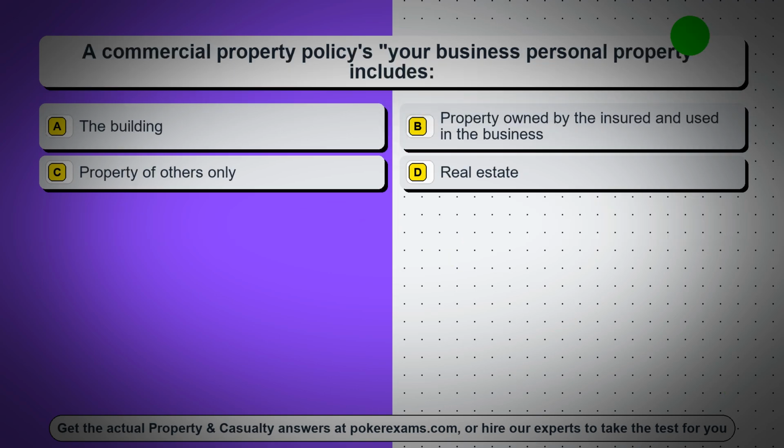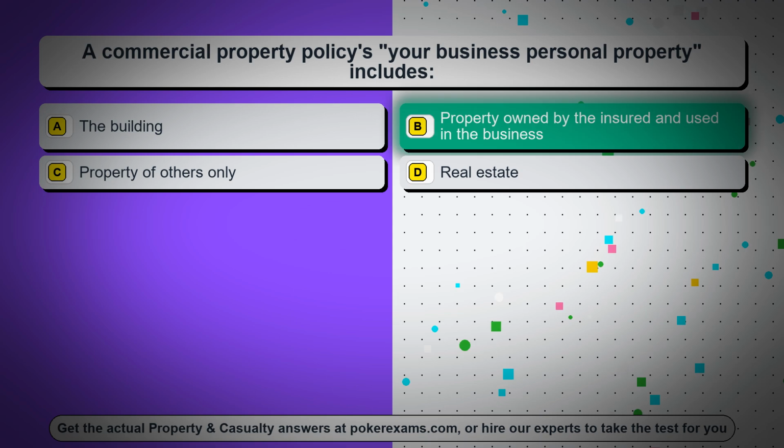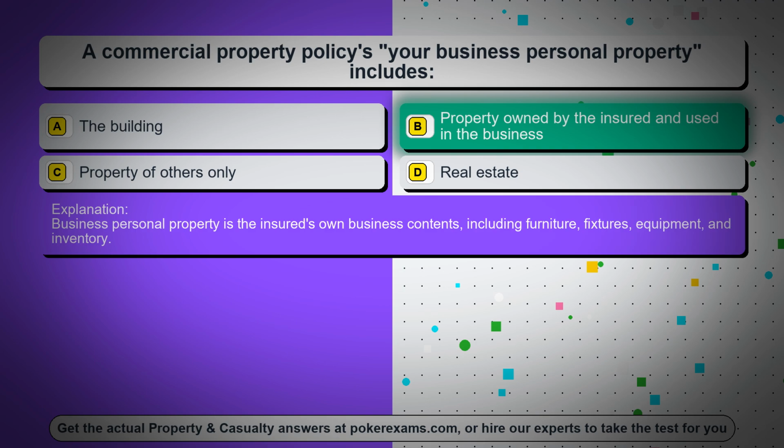Question 34. In commercial property policies, your business personal property includes, option A, the building, option B, property owned by the insured and used in the business, option C, property of others only, option D, real estate. The correct answer is option B, property owned by the insured and used in the business. Business personal property is the insured's own business contents, including furniture, fixtures, equipment, and inventory.